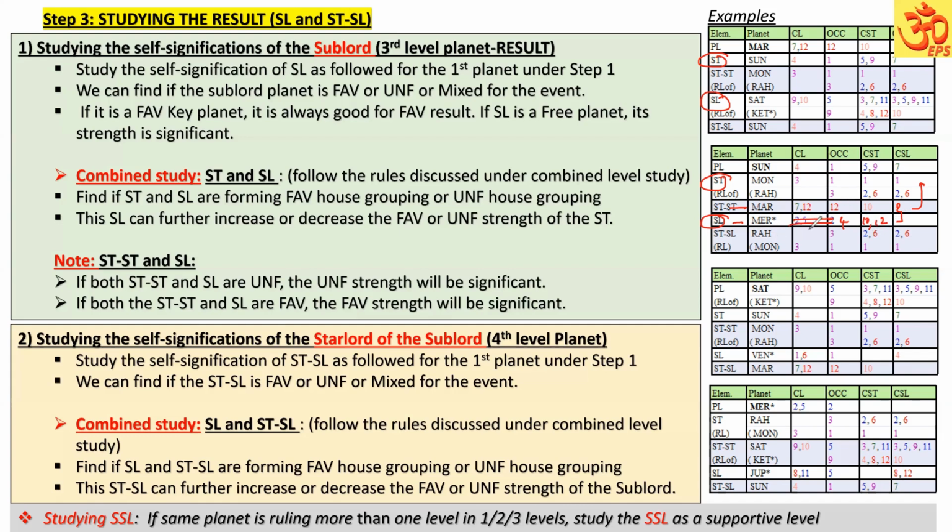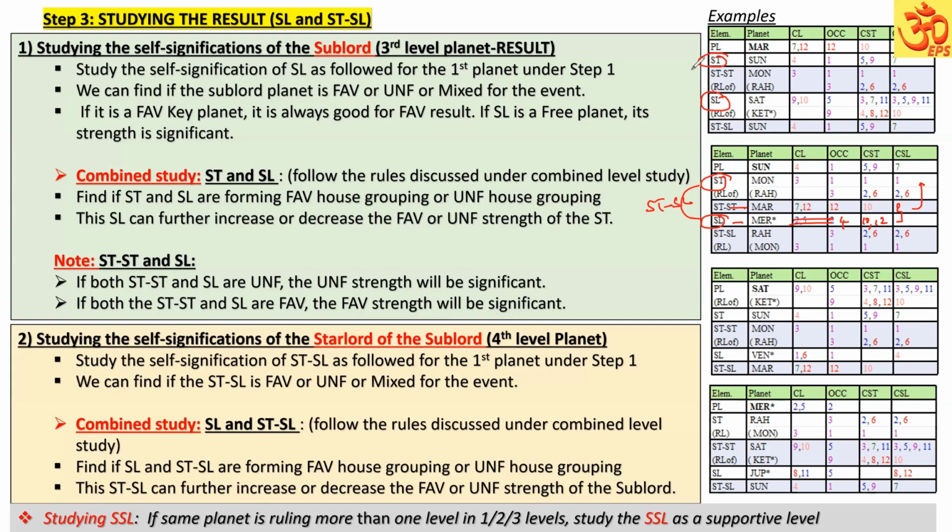In this case, suppose Mercury has an unfavorable house grouping. If you study the Star Lord and Sub Lord significations, the favorable significations will not be supported by the Sub Lord. That itself is weak. Apart from that, the Star Lord is already not supported by the Star Lord of the Star Lord, and the Sub Lord is also not supportive. So the Star Lord's significations are further reduced and not supported by the Star Lord of the Star Lord or the Sub Lord. I hope you have understood. When two consecutive levels are unfavorable or favorable, the intensity of the strength is going to be more.